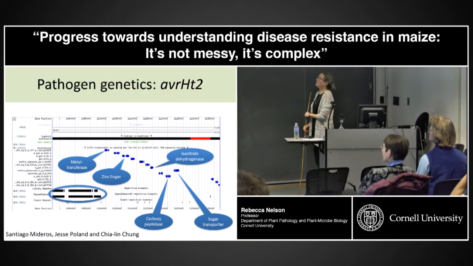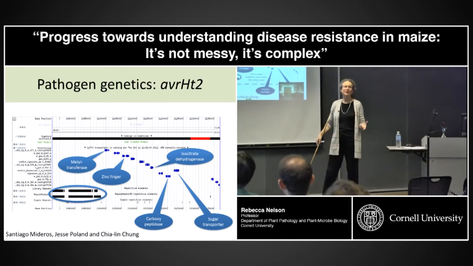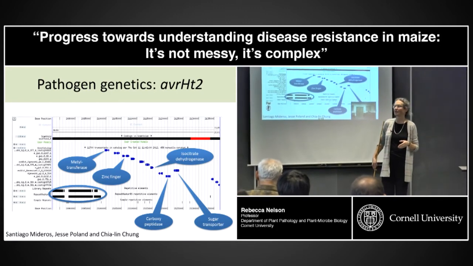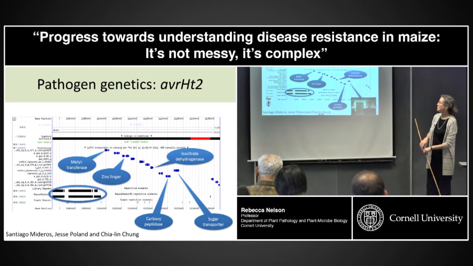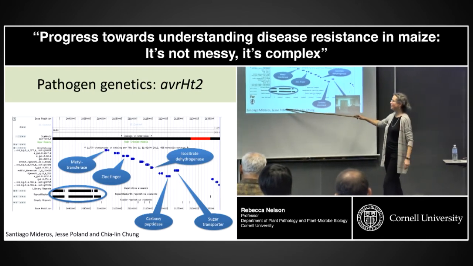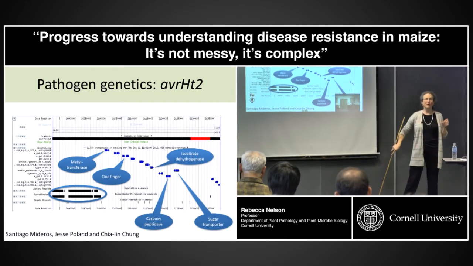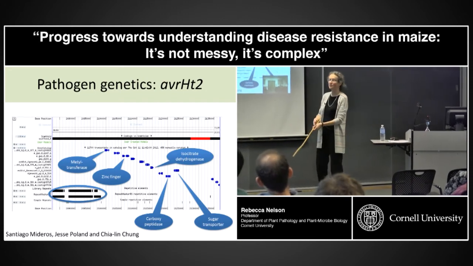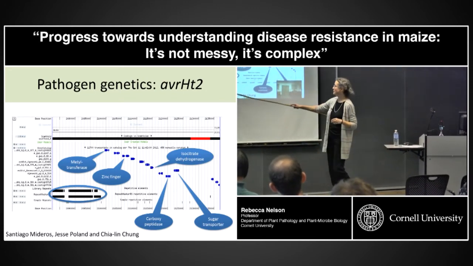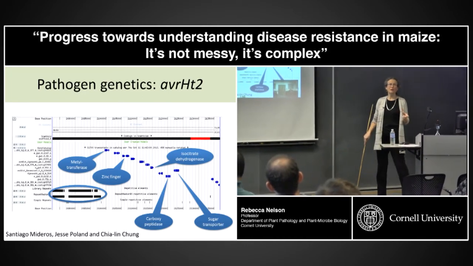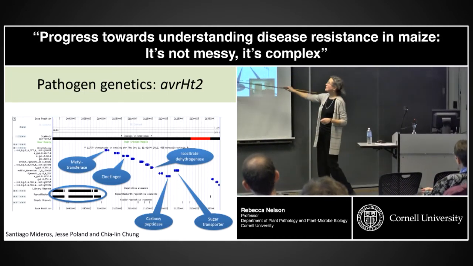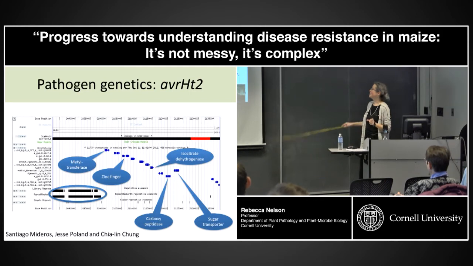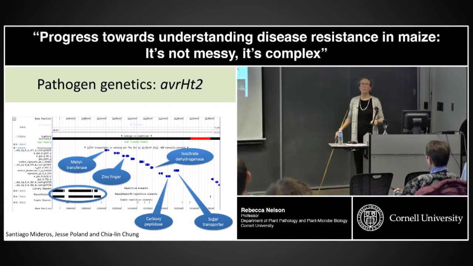So in dealing with that complexity, one way forward is to understand not only the defensive strategies in the maize plant, but also the offensive strategies in the pathogen Setosphaeria turcica. So Chalin, and now Jesse, and then later Jesse Poland and now Santiago Medeiros, are working on fine mapping the offensive genes in the pathogen. Chalin made a map from Setosphaeria turcica. Jesse did genotyping by sequencing for all the segregating fungal isolates, and now Santiago has fine mapped the avirulence locus corresponding to HT2 to a relatively small part of the fungal genome.